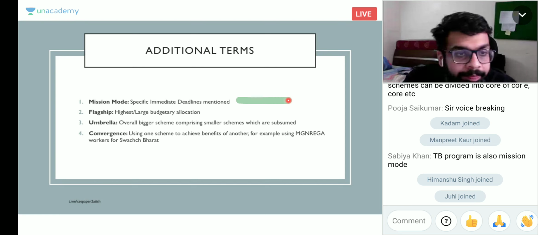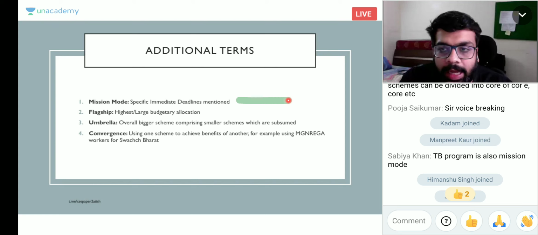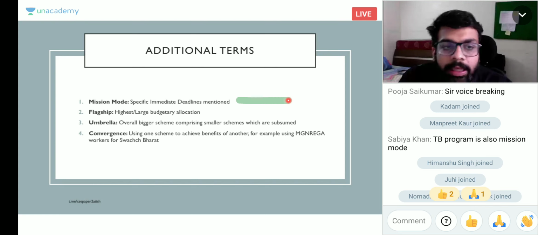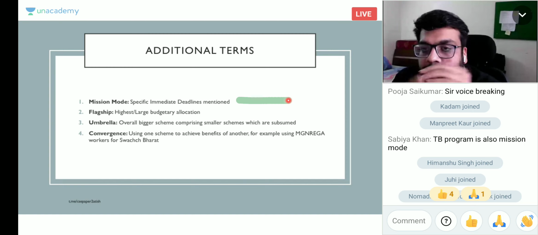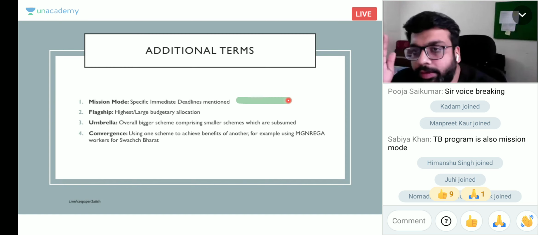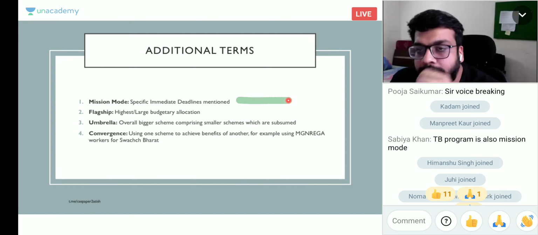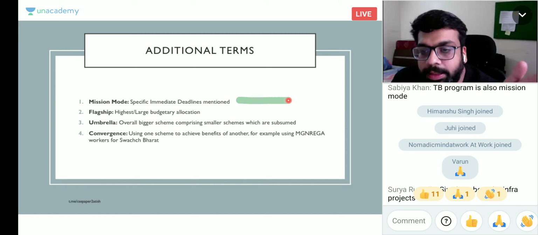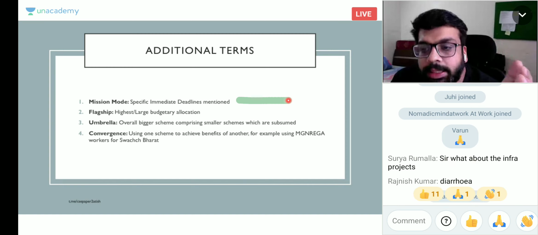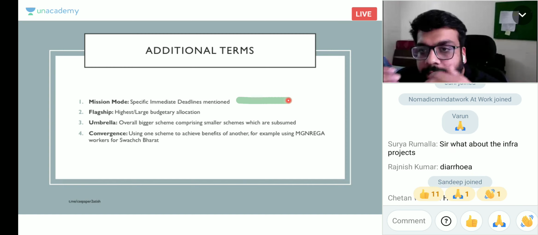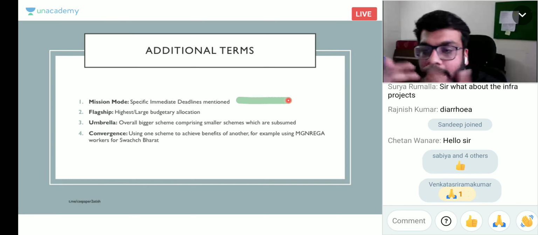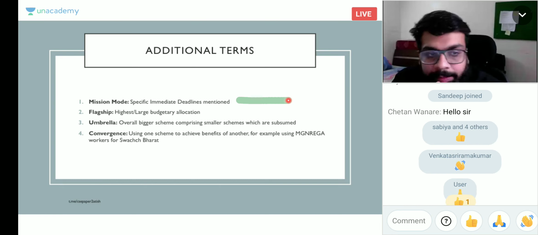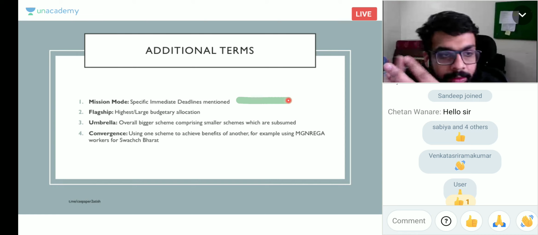Right. Flagship, as we've known very clearly, is any scheme which receives the highest or relatively the largest budgetary allocation from the ministry. So in the budget, money is taken out from the CFI, it's given to the ministries, and the ministries are then allocating it to multiple schemes for development. In such a case, what usually happens is the scheme that receives the largest amount of funds happens to also be a flagship scheme.